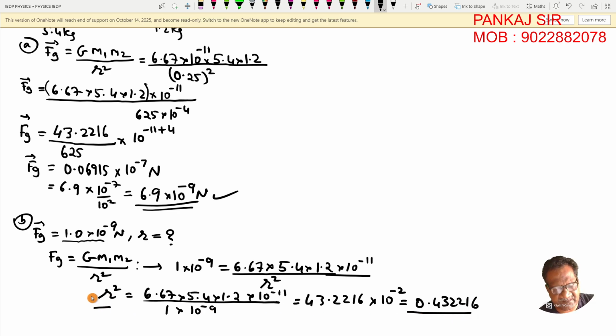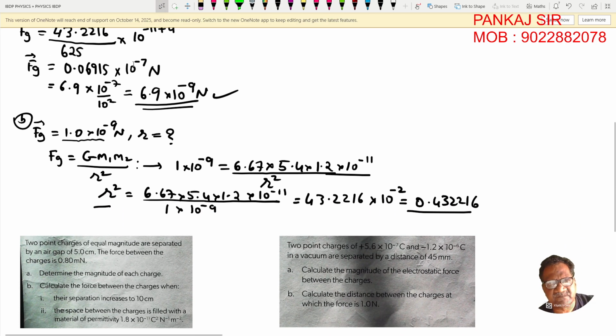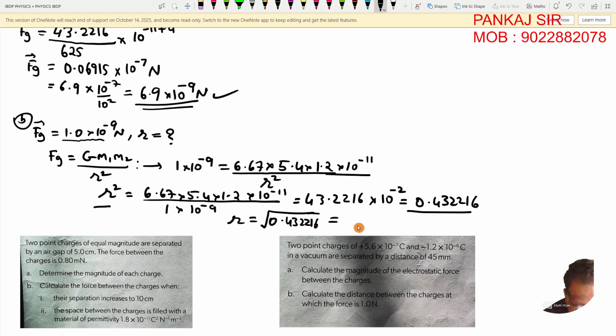But you want to find out r. So what will be your r? Basically your r will be equal to square root of 0.432216. And this, you go on the calculator to find out this. First you will get 0.657 meters. And if you round this, you should get 0.66 meters, right? So that's your final answer, right? So the distance should be 0.66 meter. Okay.